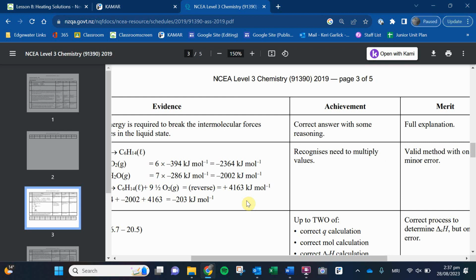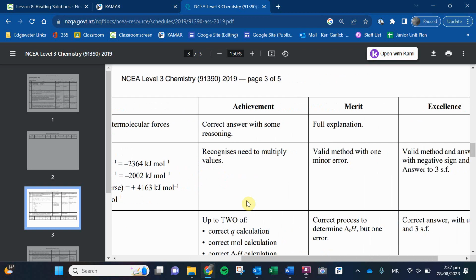Achieved is just recognizing you need to multiply the values. So even if you just annotate on the side and I see a times 6, that to me shows you understood that you needed to manipulate the equations, and that's enough for an achieve point. So always take a guess for these things. Merit was a valid method with one minor error. Maybe you forgot to flip something. Maybe you forgot to multiply something. Maybe you made a calculator error. That would have gotten you a merit.